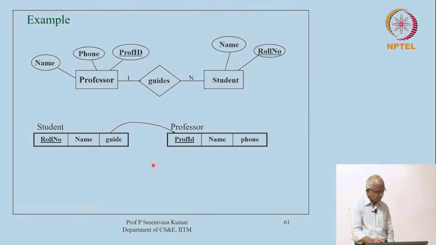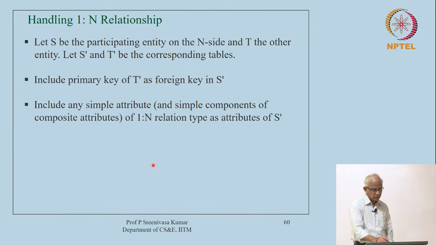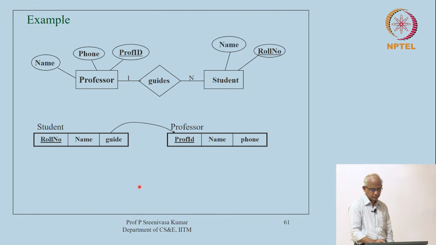Let's reread this again. Let S be the participating entity on the N side and T the other side. So, include the primary key of T prime as a foreign key in S prime. And in case there are attributes for the relationship, include them also as additional attributes in S prime. So, in case there is an attribute called begin date or something like that, you basically make that an attribute on the student side itself.